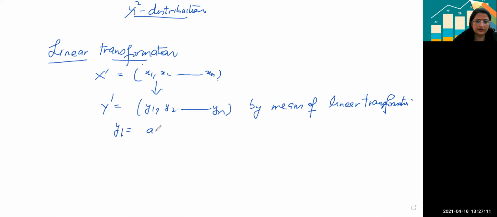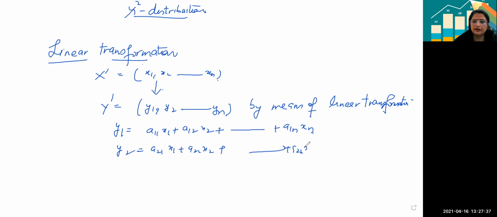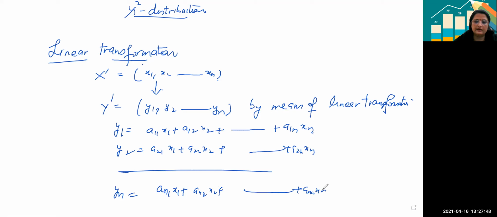Y1 is equal to a11 x1 plus a12 x2, then plus so on up to a1n xn. Then what will be y2? y2 is a21 x1 plus a22 x2, so on up to a2n xn. So in general, what will be yn? This is an1 x1, an2 x2, so on up to ann xn.